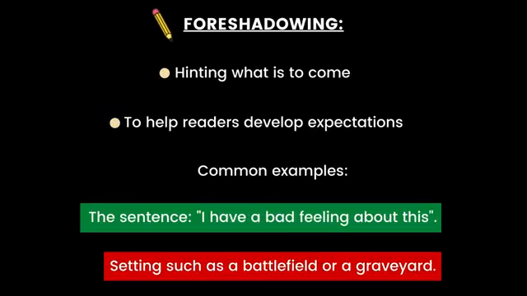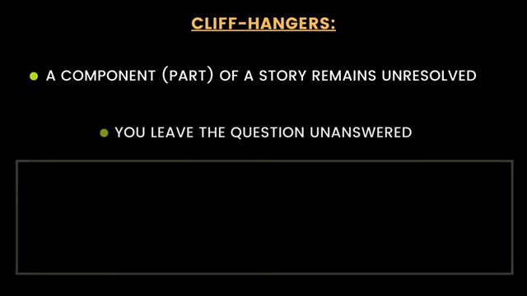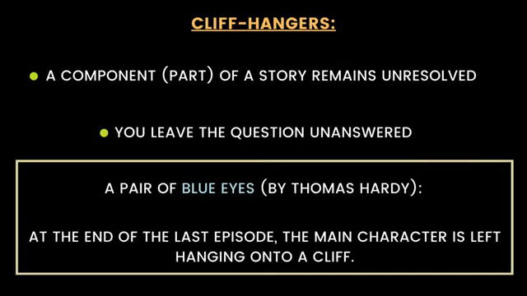Now, let's talk about foreshadowing. It is giving a hint to your reader on what is to come. This allows your readers to develop expectations from your story. A common example is, "I have a bad feeling about this." And the settings such as a graveyard or battlefield are also a part of foreshadowing. Moving on, a cliffhanger is when a part of your story remains unsolved. In other words, you leave the question unanswered. An example is A Pair of Blue Eyes by Thomas Hardy.